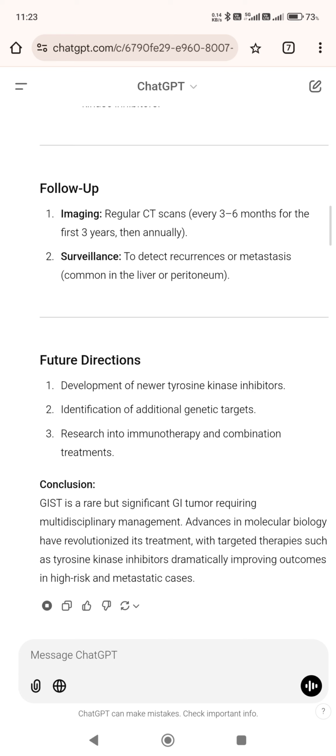Future directions. 1. Development of newer tyrosine kinase inhibitors. 2. Identification of additional genetic targets. 3. Research into immunotherapy and combination treatments. Conclusion. GIST is a rare but significant GI tumor requiring multidisciplinary management. Advances in molecular biology have revolutionized its treatment, with targeted therapies such as tyrosine kinase inhibitors dramatically improving outcomes in high-risk and metastatic cases.